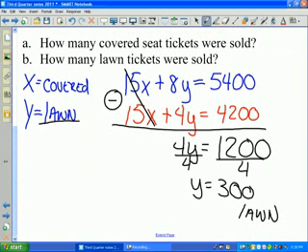So now we got to figure out our covered seats. How is that going to happen? We're going to have to take one of these two equations. Let's say the first one.